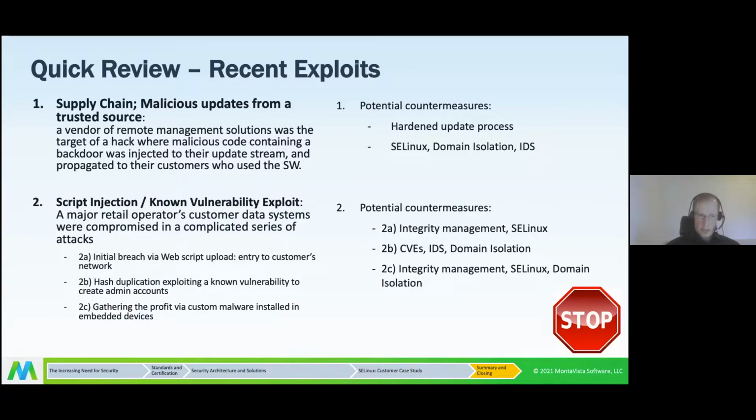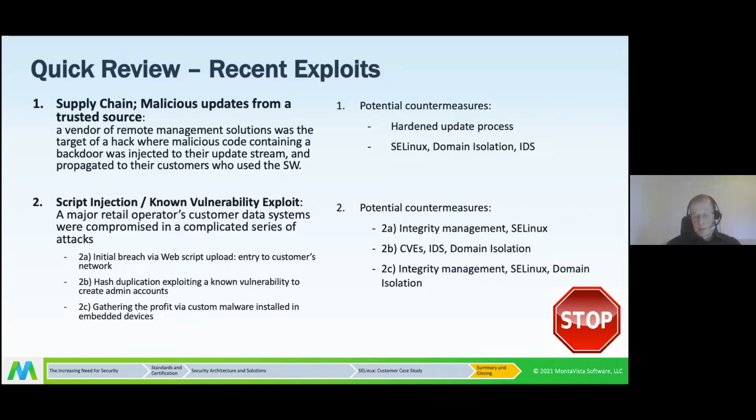The second, where the retail chain was attacked through this multi-stage attack through the HVAC system, you could have protected against different steps of the attacks with different measures. The first one, through the HVAC system's initial injection point through the web script, you could have protected with SELinux again. So if the web application is only able to do certain things, it will not be able to go after different files that it's not supposed to, or listen to the network, for example. Integrity management could have solved that in some cases. The hash duplication attack, exploiting a known vulnerability, is a CVE that you should have patched. However, you could have had domain isolation, like not all systems would be able to access all other systems. Or you could have had IDS to notice the malicious traffic going on the line.